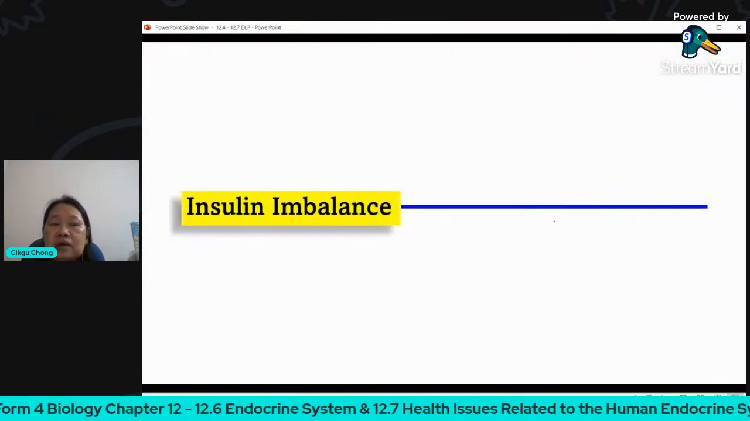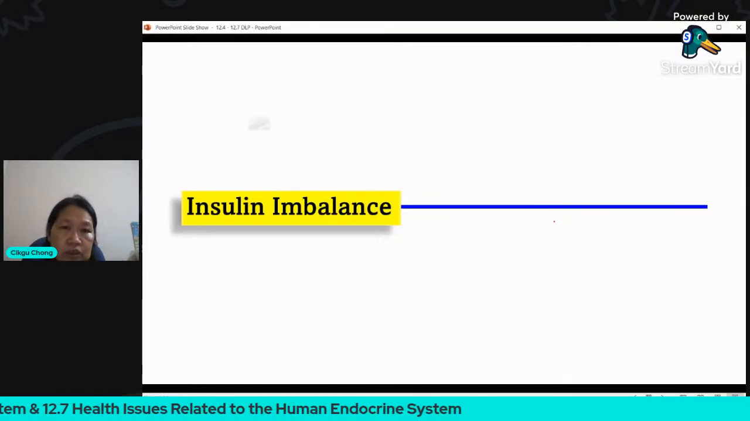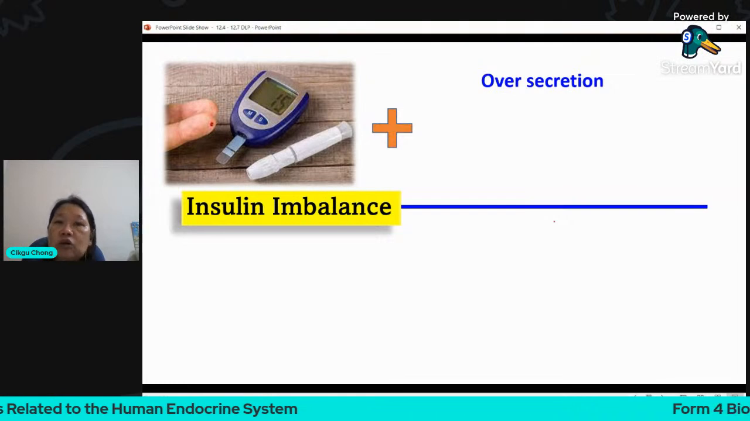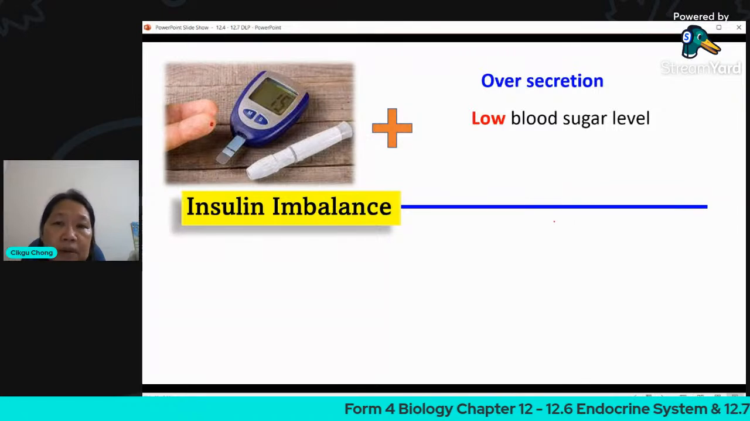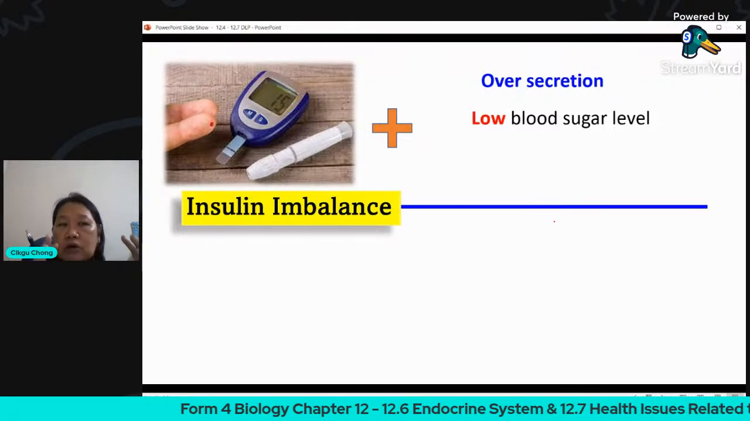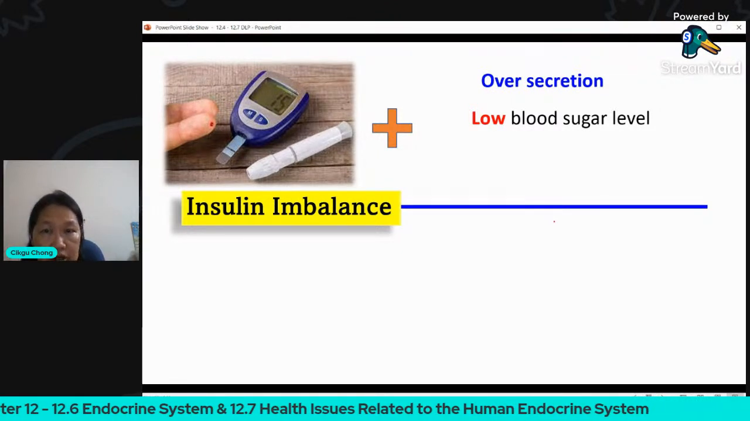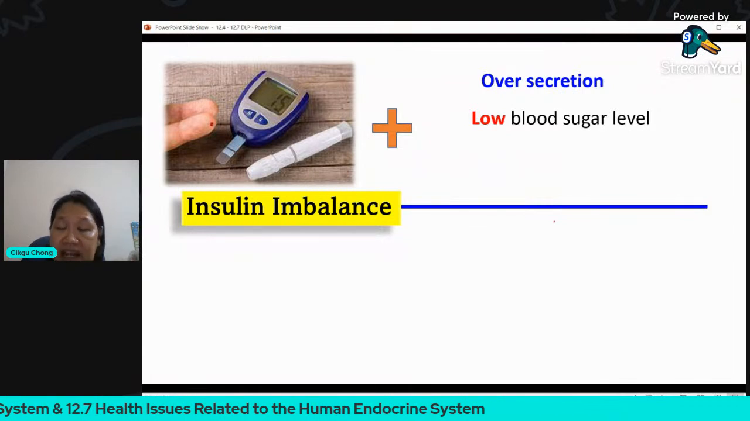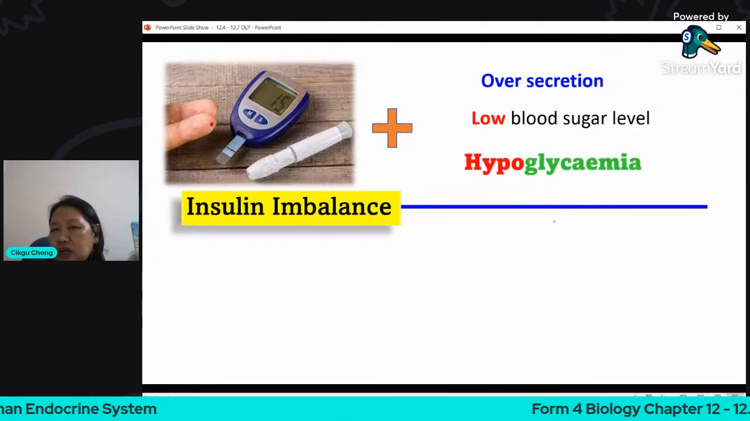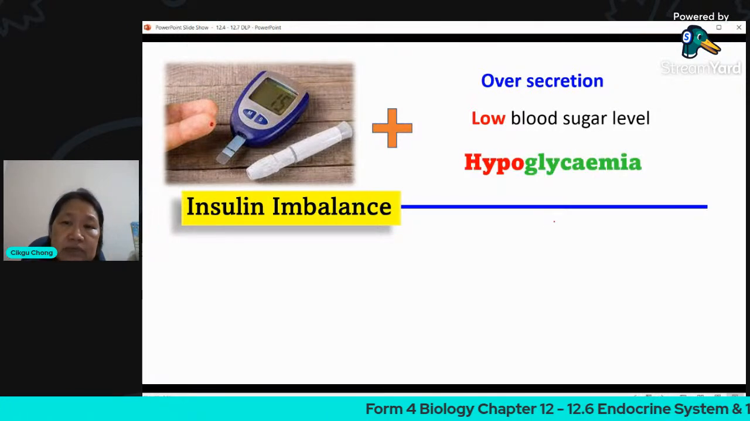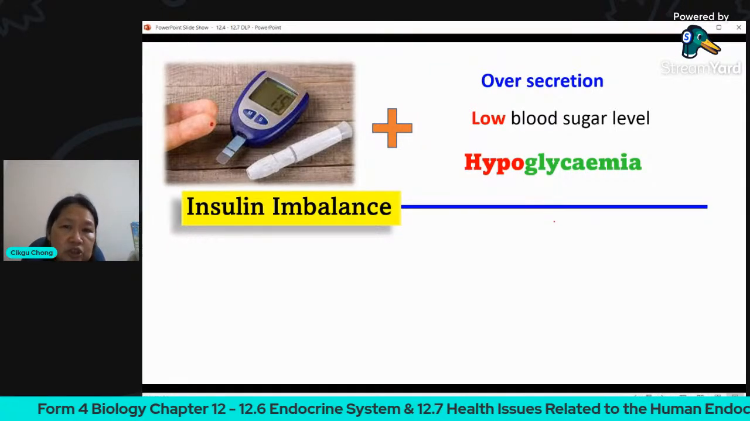Okay, let's look at some hormone imbalance problems. We look at 4 hormones. First one is insulin. If you have too much insulin, we call it over-secretion. What you get is a low blood sugar level, because the insulin will convert the sugar, the glucose, into glycogen to be stored. There'll be less sugar in the blood. So with a low blood sugar level, we call it hypoglycaemia. Glycemia refers to the sugar. Hypo means under, less sugar in the blood.